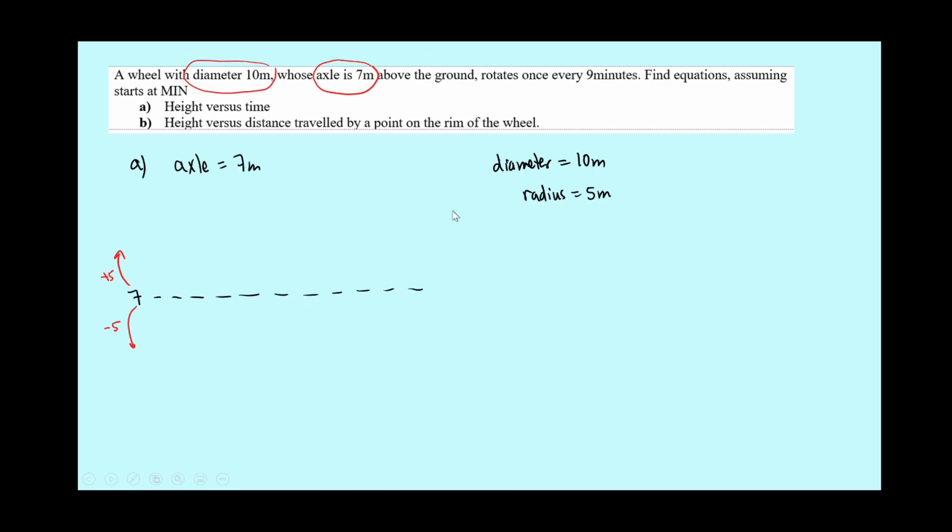So first of all, this information, axle. This axle is actually, just think about it, that is also the axis or the average value for the height. So I'm going to do a dotted line, label that with 7. Then we're told diameter. Diameter is 10. That implies that radius must be 5. The radius relates to the amplitude, so we can go up 5 and down 5 for our maximum line and minimum line.